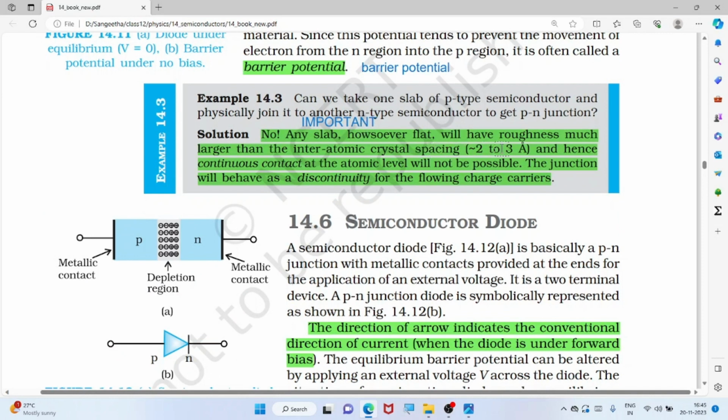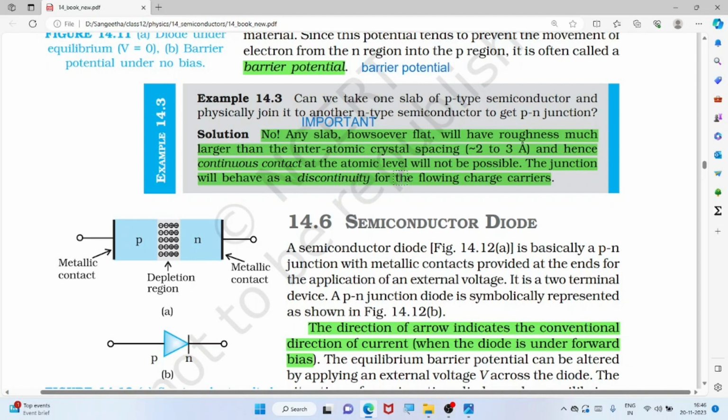Can we take a slab of p-type semiconductor and physically join another n-type semiconductor to get a p-n junction? No, we cannot just take a slab and do that. Any slab will have a roughness much larger than the interatomic crystal spacing, and hence contact at the atomic level is not possible.